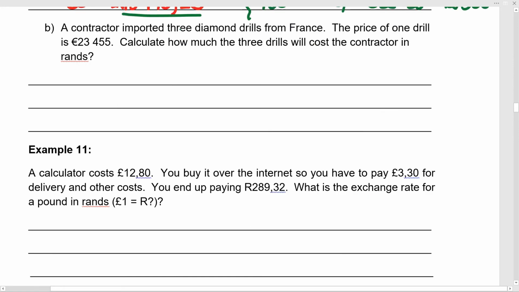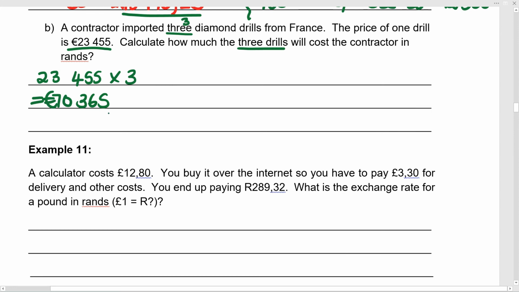The next question talks about 3, and I will always go and put a number where I see the words 3 diamond drills that are going to be imported from France. The price of one drill is €23,455. We want to know how much the 3 drills will cost in rands. Okay, the first thing I'm going to do is take my 23,455 and multiply by 3 so that I've got a total that then needs to be converted. That total is 70,365, and of course that is in euro.